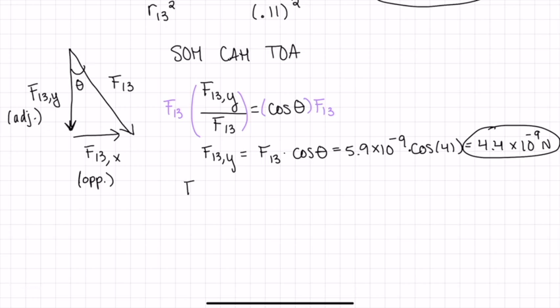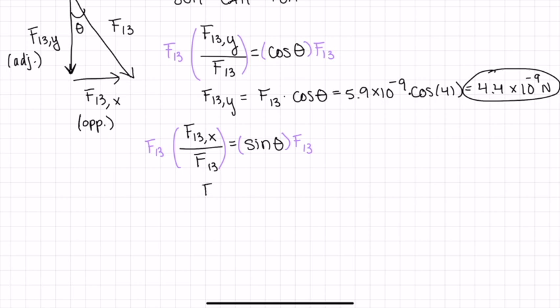And then we'll have the opposite side over hypotenuse equals sine of theta. Do the same thing, multiply each side by the magnitude F13 to get that out of the denominator. And then we'll have F13x equals F13 sine theta, so 5.9 times 10 to the minus 9 times sine of 41 gives me 3.9 times 10 to the minus 9 newtons.